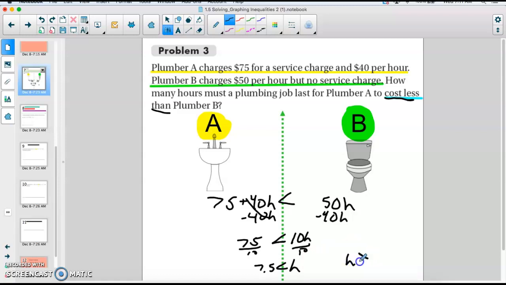So we can just flip it around. Just make sure the open part is pointing towards the h, right? You need to make sure it points the same direction. And so even though you have to pay $75 up front, after 7.5 hours, it's actually cheaper to go with plumber A. If the job's only going to take 6 hours, then you should just go with plumber B because it'll be cheaper. And that's a long plumbing job, so B is probably going to be the guy.